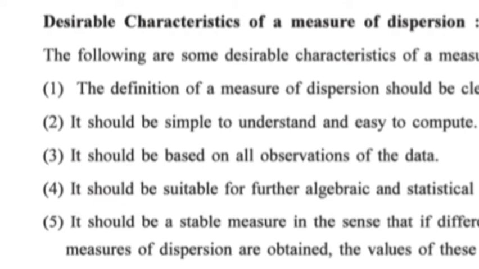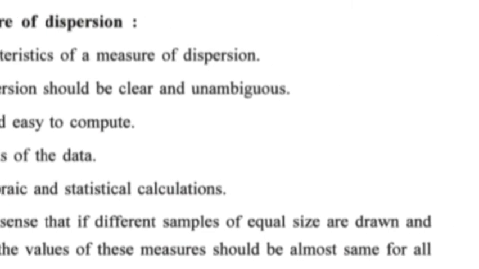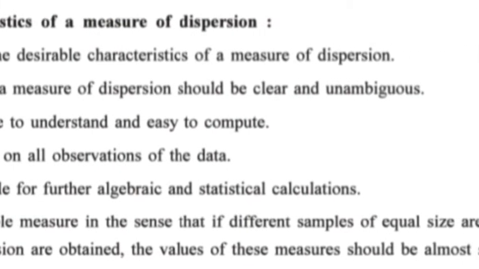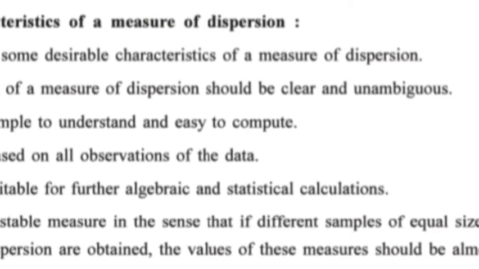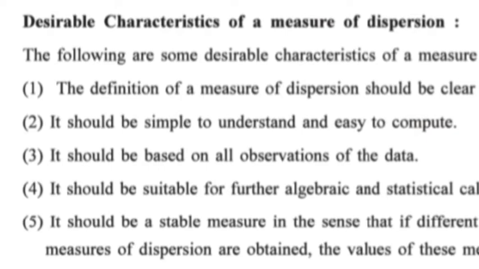Come to the next one, as it has been given, that it should be a stable measure, in the sense that if different samples of equal size are drawn and measures of dispersion are obtained, the values of these measures should be almost the same for all the samples. Now suppose over here that from a given population, you are taking different samples from different regions, and with the help of those samples you are calculating measure of dispersion, right?